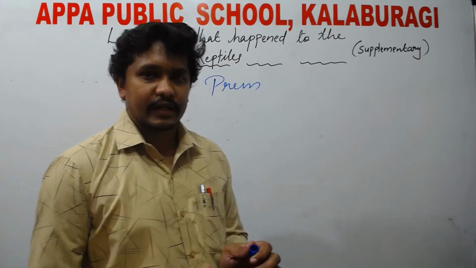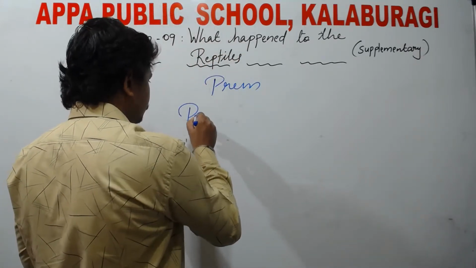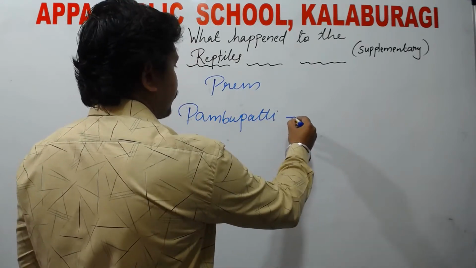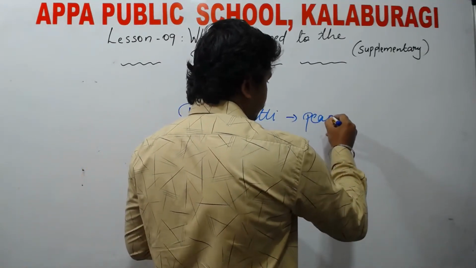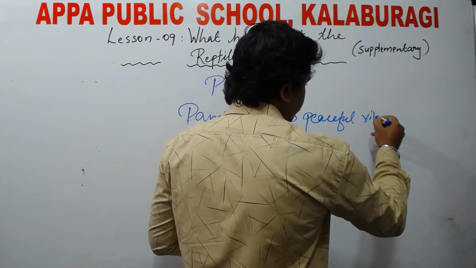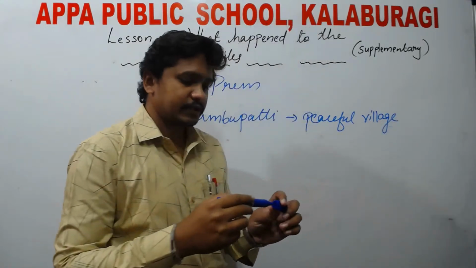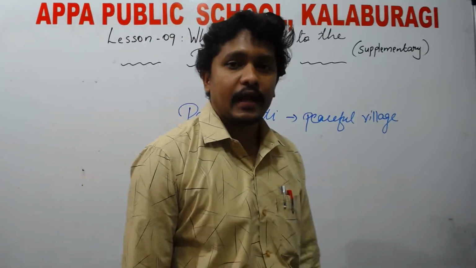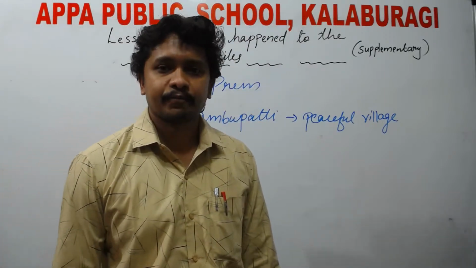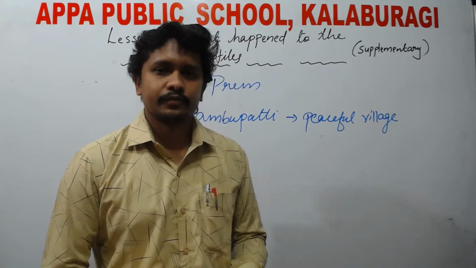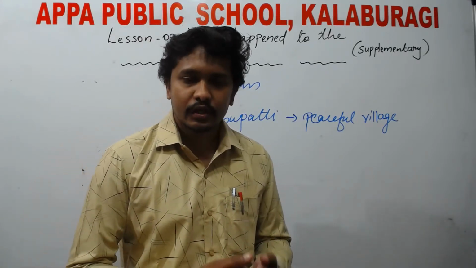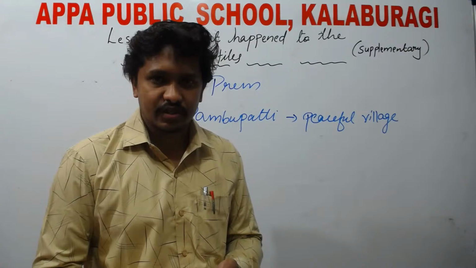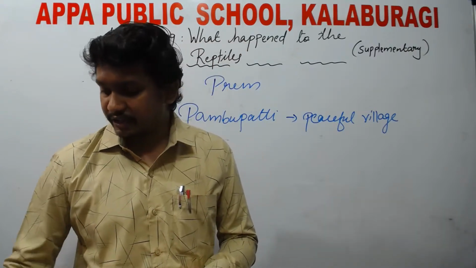And Pambupati is a peaceful village. Pambupati is the name of the village, a very peaceful village. The name of the village is Pambupati and the name of the character here is Prem. So what do you mean by a peaceful village? People are helping each other. A good atmosphere is there. There is no violence, no problem. All are helping, all are loving each other. That is the indication of a peaceful village.